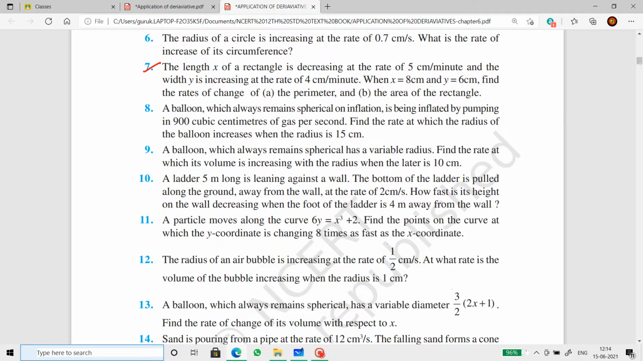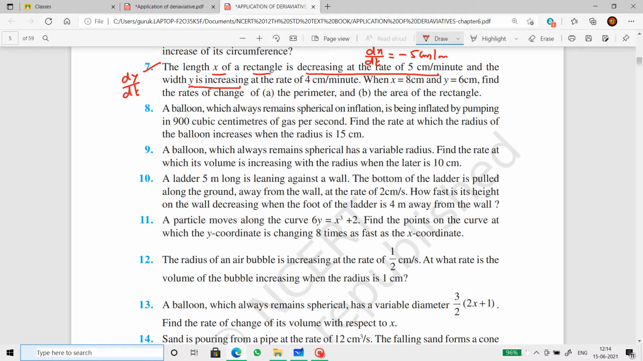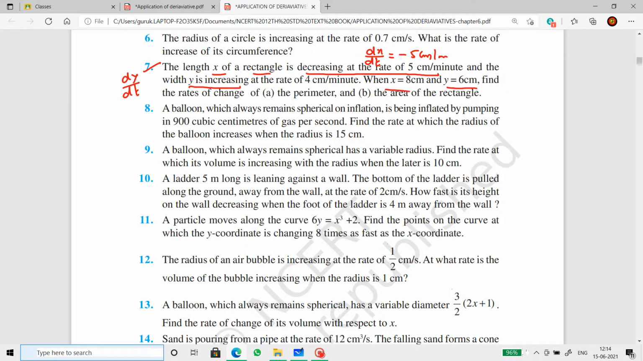The length x of a rectangle is decreasing at a rate of 5 centimeter per second. So that means dx by dt is equal to minus 5 centimeter per second. Y is increasing, so that means dy by dt is positive. When x is 8 and y is 6, what is the rate of change of perimeter? What is perimeter of a rectangle? 2 times x plus y, 2 times L plus B. Here L is x and B is y.